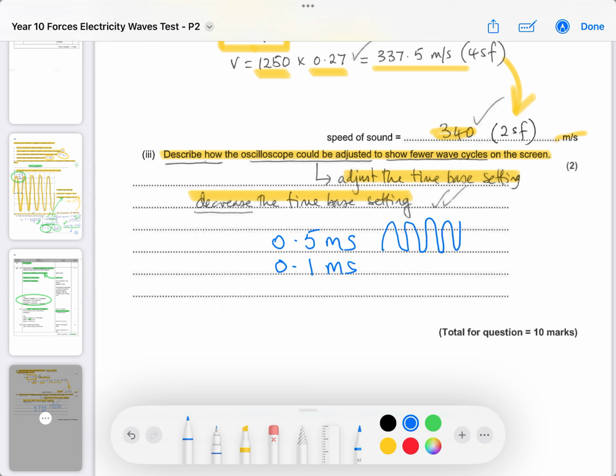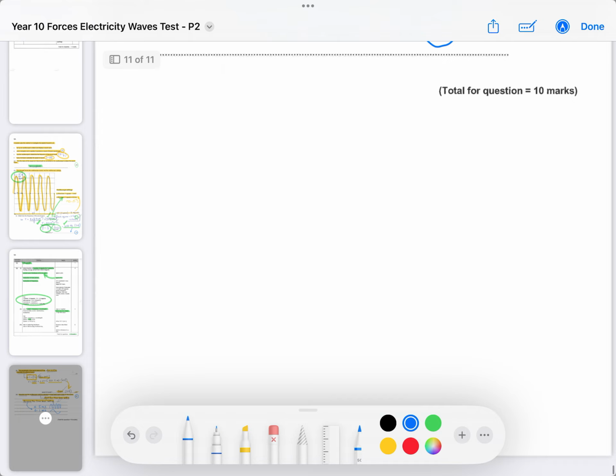If this was only 1 millisecond, you only get 1 wave in 0.1 milliseconds, okay? So you want to decrease the time base setting, and if you do it by 5 times, you'll only see 1 wave. Hope that makes sense. That's the most difficult part of the question, and that's the final 2 marks for this run-through. I hope you found that useful.